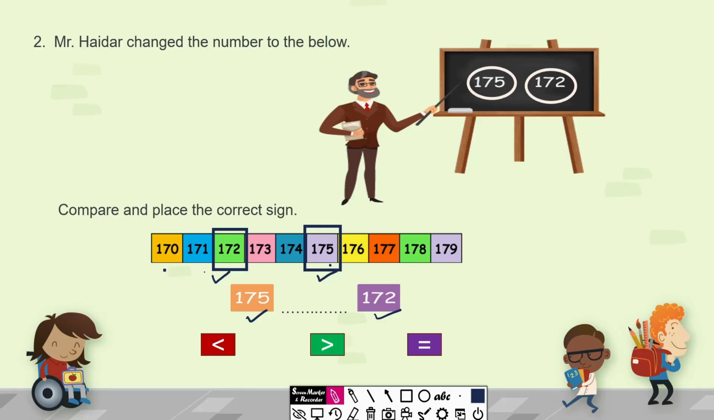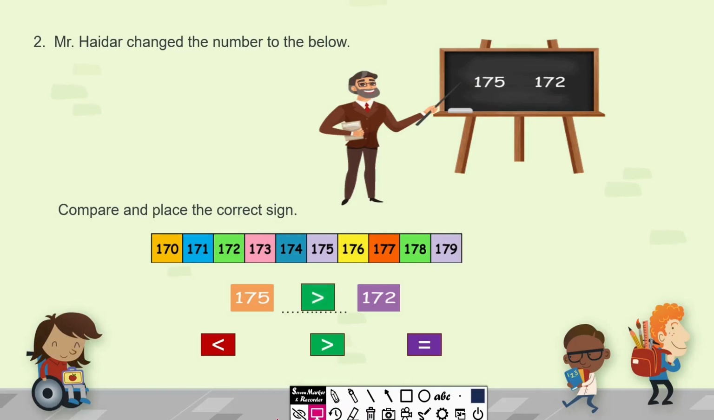That's why number 175 is... Tell me, write in the comment section quickly. Yes, number 175 is greater than number 172. Understood? Okay, now let's check the answer. Yes, 175 is greater than number 172 is the correct answer, right?